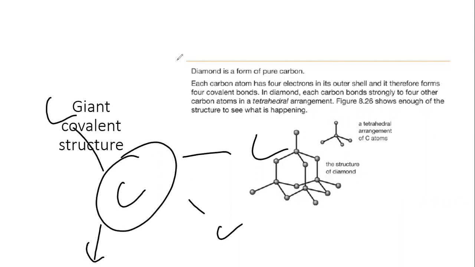diamond has only covalent bonds. It does not have any intermolecular forces, because it doesn't have any molecules. It only has carbon atoms. That's it. And those carbon atoms are joined together using covalent bonds.